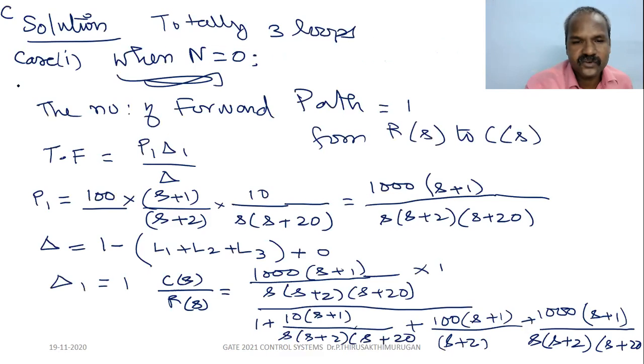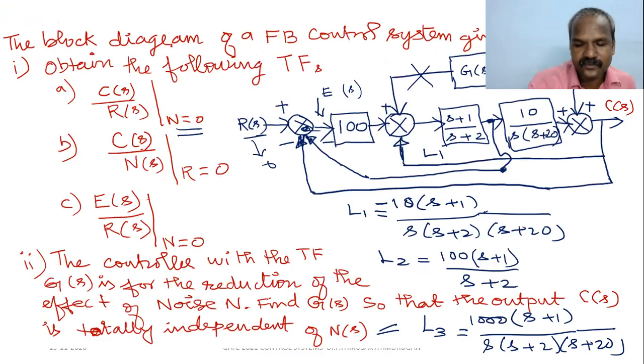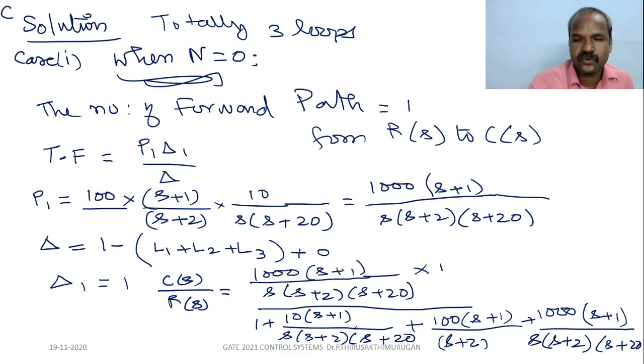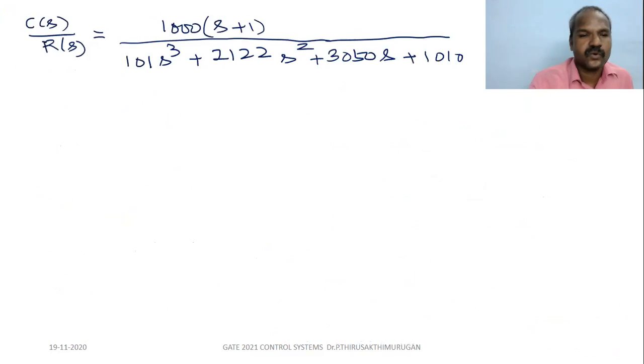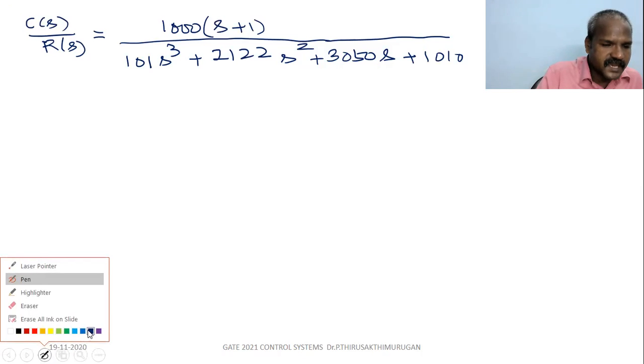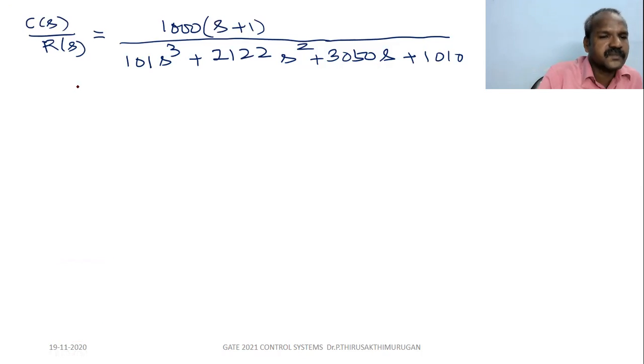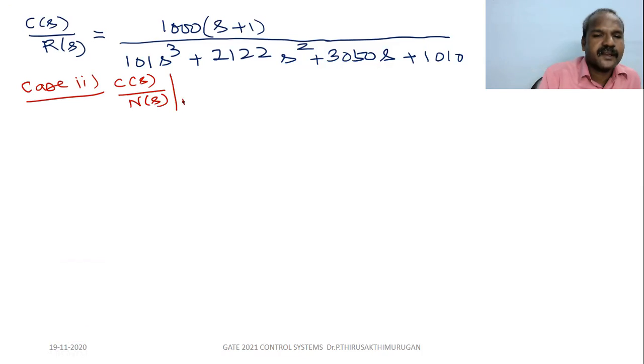Then what is the next question? C of S by N of S when R equal to 0. So case 2. Let's see what is case 2. The case 2 condition is C of S by N of S when R of S equal to 0.